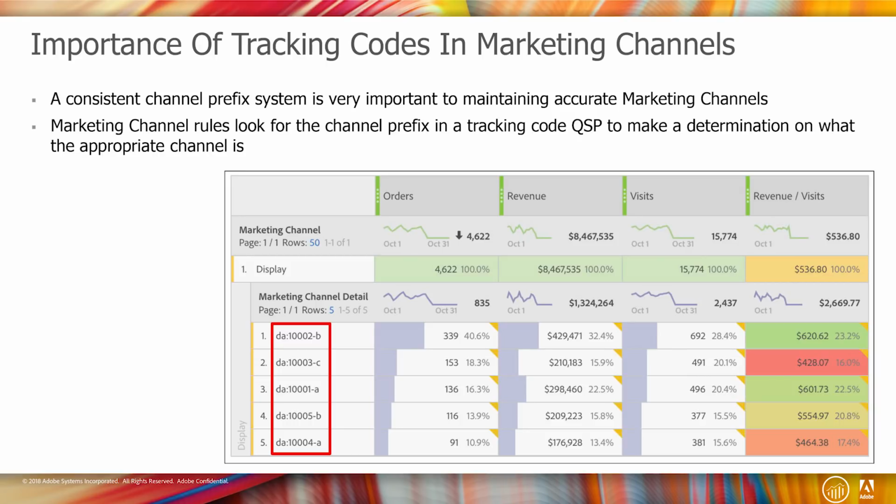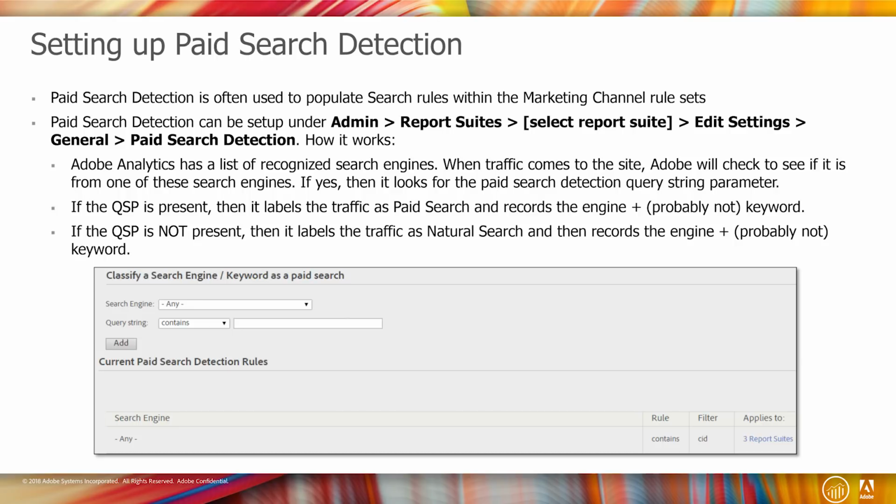Whereas in this example, you can see that that prefix of DA means it's a display ad with a unique identifier after it that helps me know two things. First of all, how to properly define the marketing channel. And then second of all, that I can include that and define that within my marketing channel detail within my marketing channel processing rules. Next up, be sure to still set up paid search detection within your report suite.